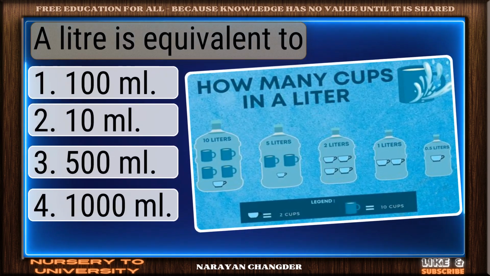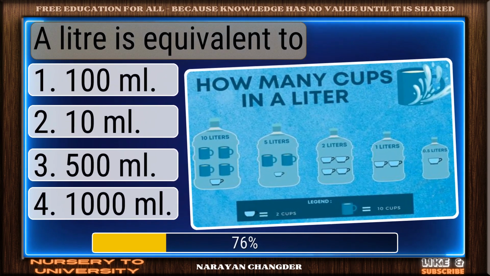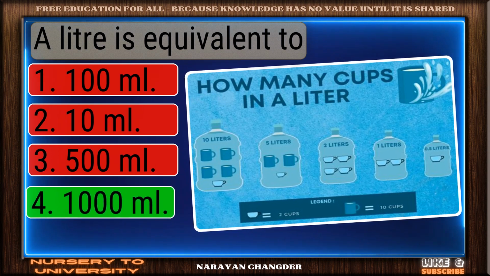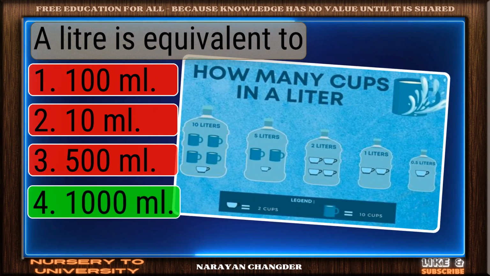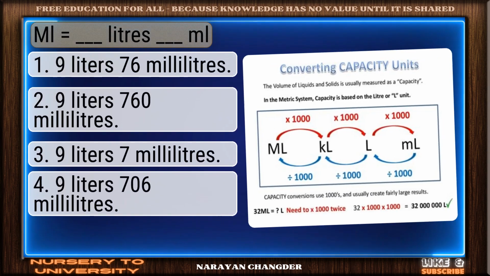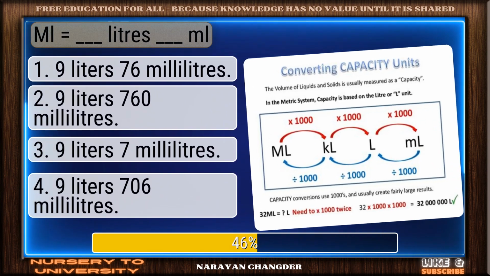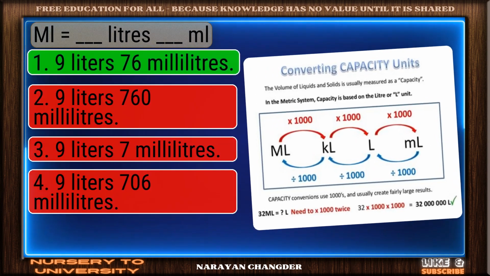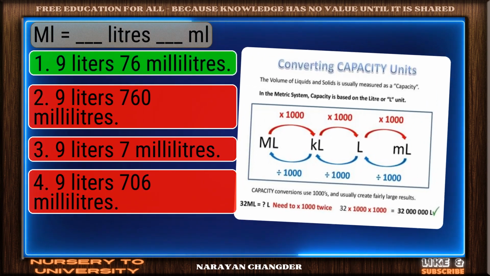A liter is equivalent to. You got it. Your choice 1000 ml is right. 9076 ml equal to dash liters dash ml. You chose 9 liters 76 milliliters and it is correct.